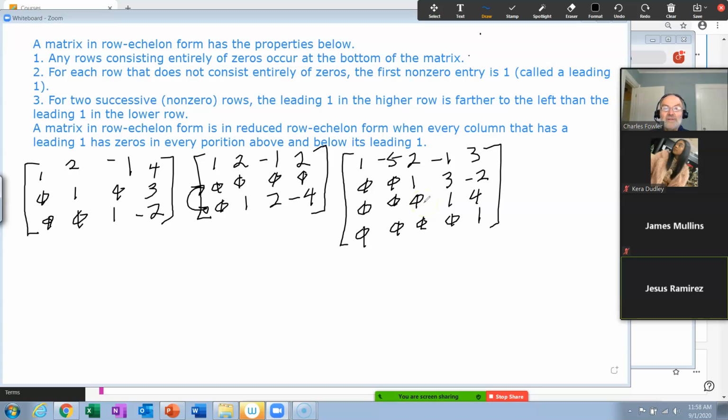Is it in reduced row echelon form? No. Why not? Not because you don't have a leading 1 here, it's because you don't have a 0 here, or here, or here. So you've got a lot of work to do. It's not hard work, but you've got work to do before you get it in reduced row echelon form.